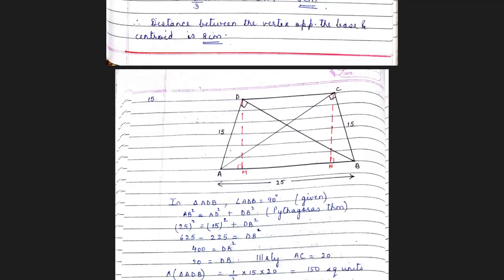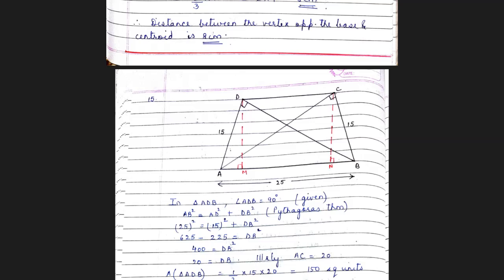I know DA is 15, DM the height I know, so I could find out AM. Same way I found out BN. So once I know AM and BN, subtracted from 25, I got MN. Okay. Once I found out MN, I proved DMNC to be a parallelogram. Therefore, opposite sides are parallel as well as congruent. So I found out DC is equal to MN, which is 7.